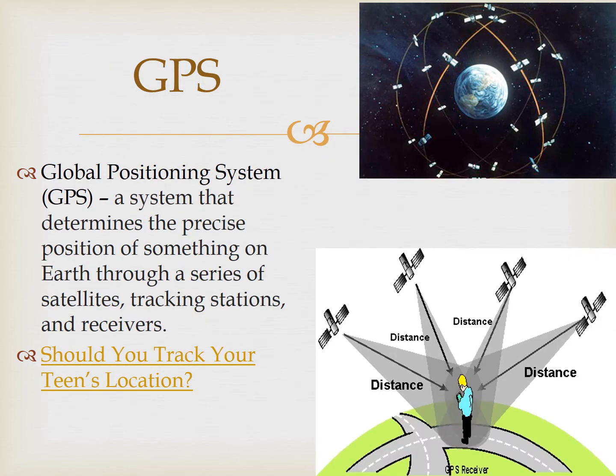We'll start with a tool that you're probably already familiar with, and that is Global Positioning System, or GPS. Global Positioning System is a system that determines the precise position of something on the Earth through a series of satellites, tracking stations, and receivers. And you probably caught those important words in that definition: precise position. This system uses 24 satellites that are in orbit, which transmit radio codes to a receiver via stationary tracking stations. The amount of time for that signal to reach your receiver, combined with the fact that it is simultaneously in contact with other satellites, finds your exact position on the Earth's surface.